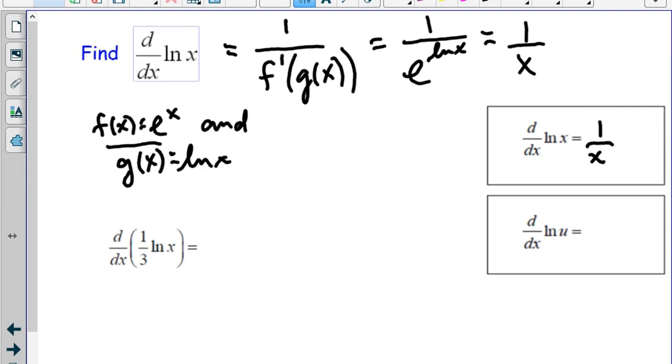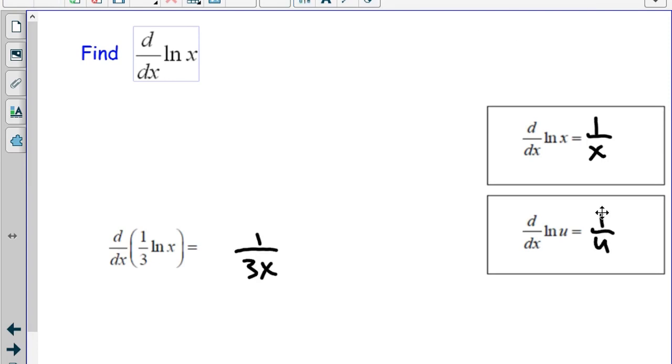Now, if we take the derivative of the next problem, which is 1/3 natural log of x, we get 1 over 3x. So the derivative of the natural log of u, this actually doesn't really apply to what the problem we just did, but the derivative of the natural log of u is 1 over u times du dx. We have that chain rule component. Now, once again, that's not like this problem necessarily, so let's find a problem that it is like.